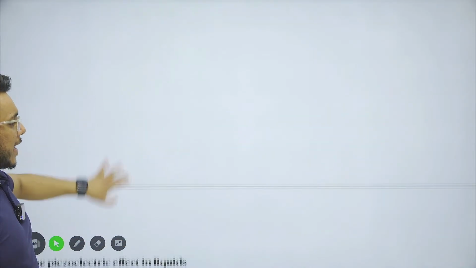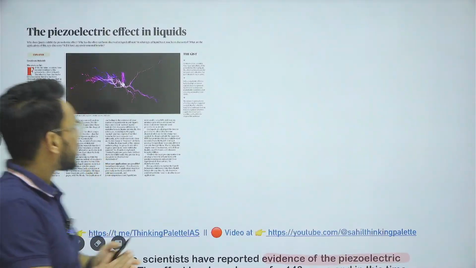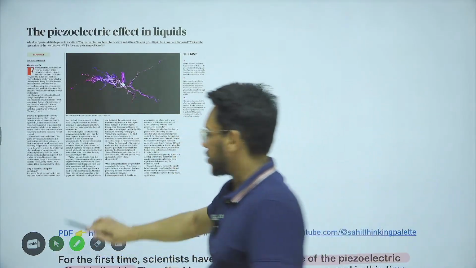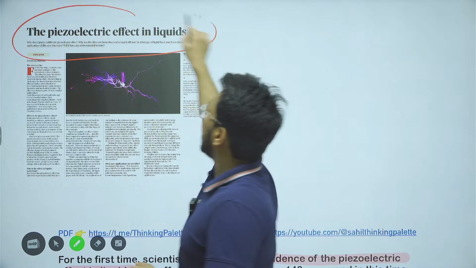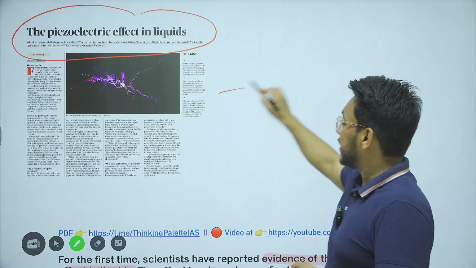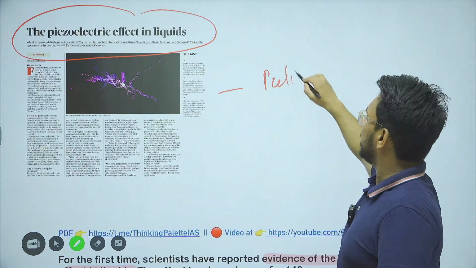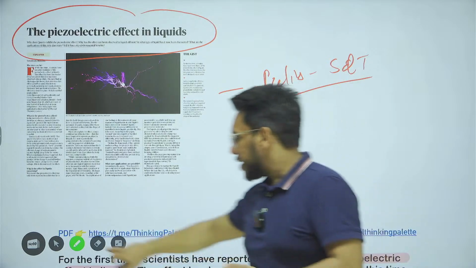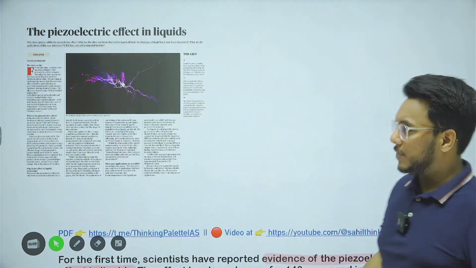Now let's take the first article. The first article that we are going to take is from the text and context section, the piezoelectric effect in liquids. We'll see this particular article with respect to the prelims examination, science and technology. Now guys, what is this piezoelectric effect?